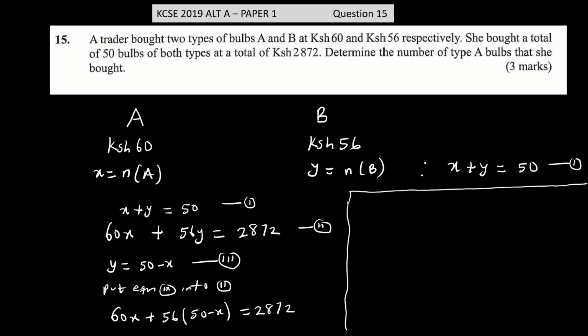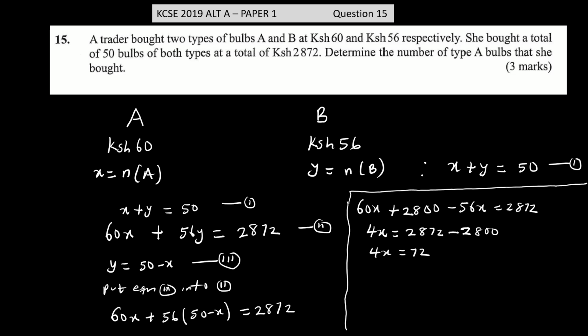So let's try to expand this. We have 60x plus 2,800 minus 56x equal to 2,872. Then 60 minus 56 is 4, so 4x equal to 2,872 minus 2,800. 4x will now be equal to 72. And if you divide through by 4, we are going to have x to be equal to 18, which is 72 divided by 4.